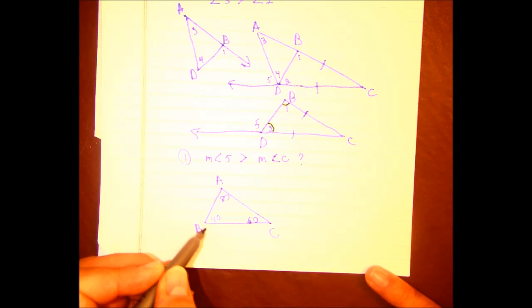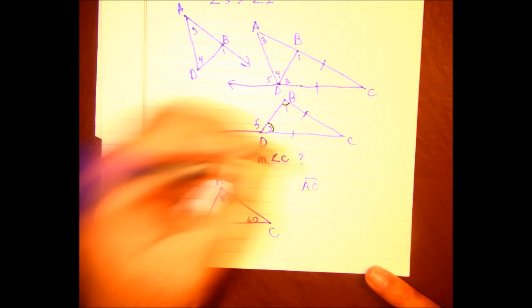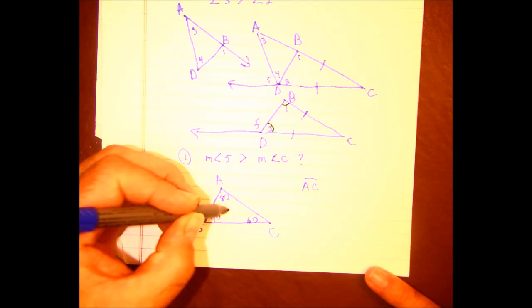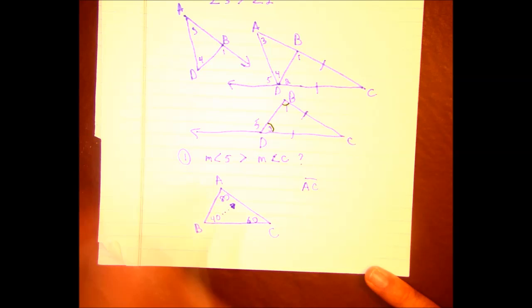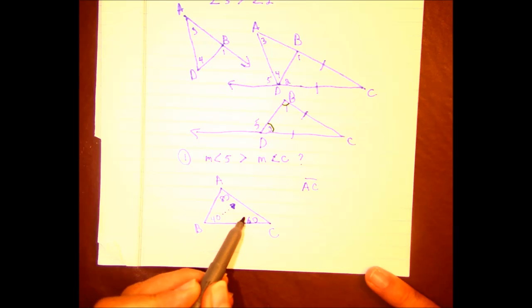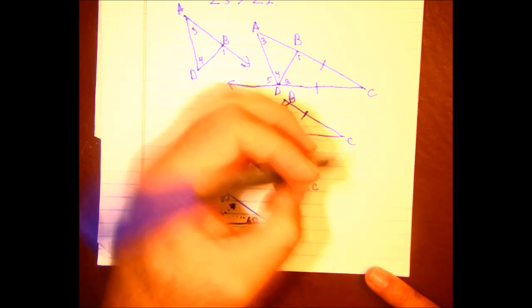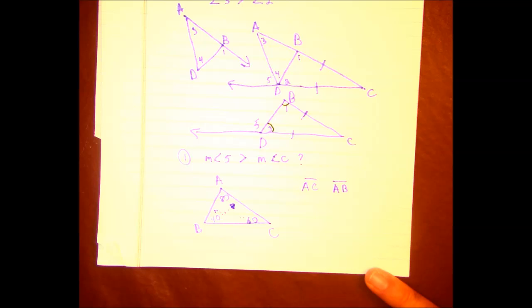Angle B is the smallest angle, which means AC is the smallest side because it's across from the smallest angle. 60 is the second smallest angle, which means the next size would be AB. Now these are in order from smallest to largest.